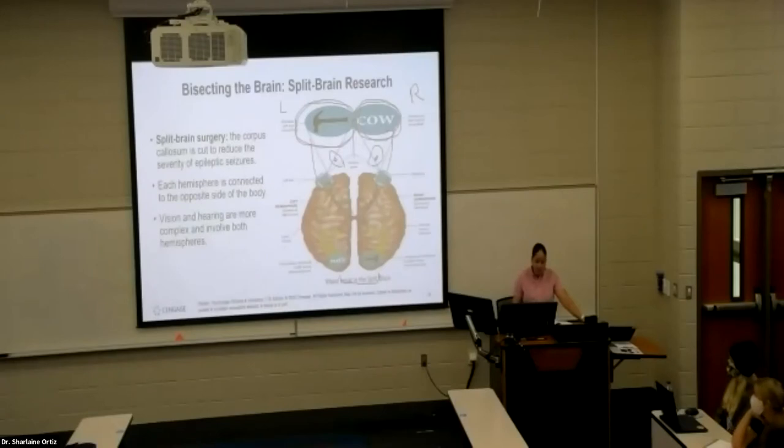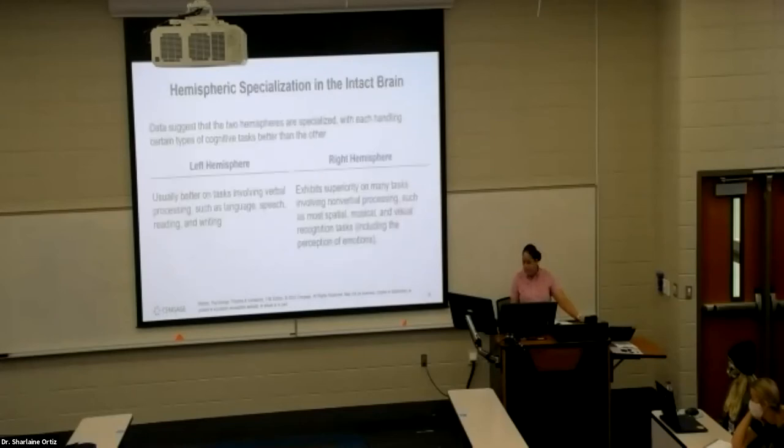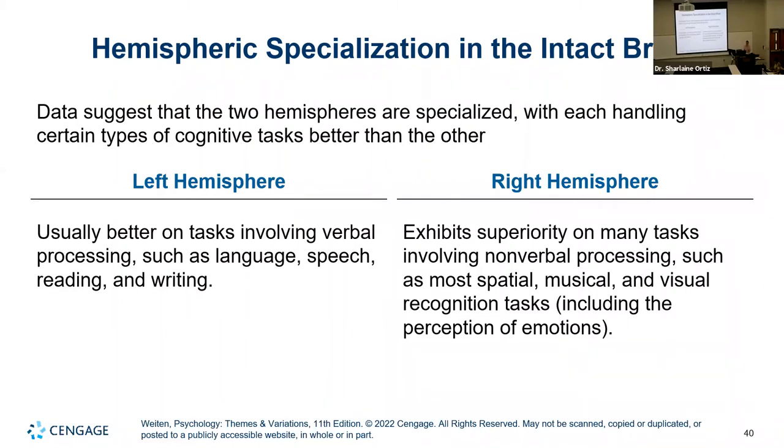Because, as I mentioned, each area of the brain is specialized, and we need to involve both hemispheres in order to process information. Why is that? Well, first of all, because we have our left hemisphere. Generally, our left hemisphere is involved in verbal processing, language, speech, reading, writing, anything involving language, right?